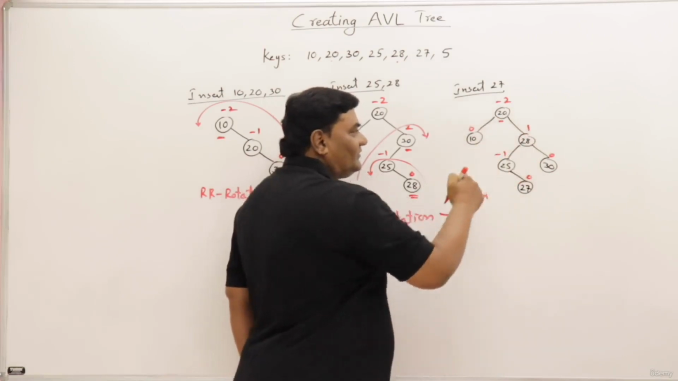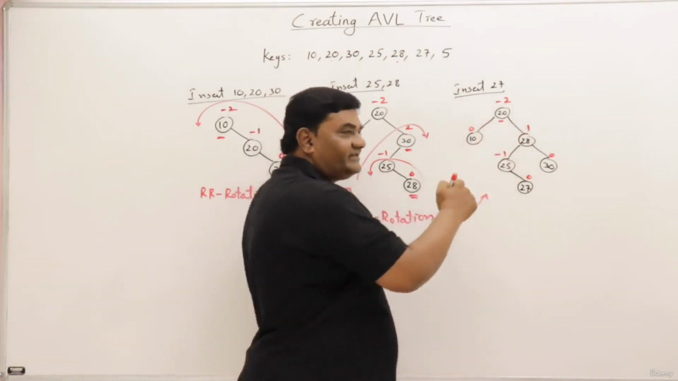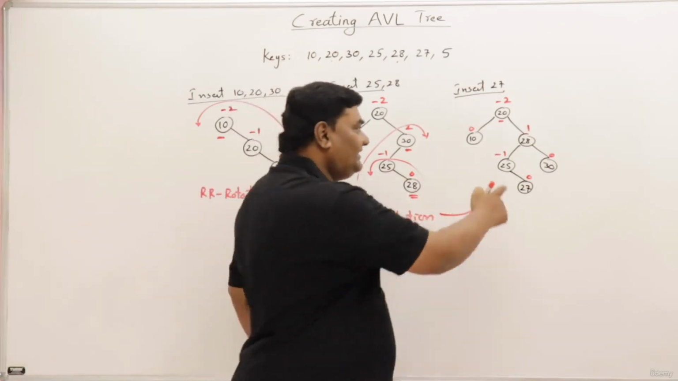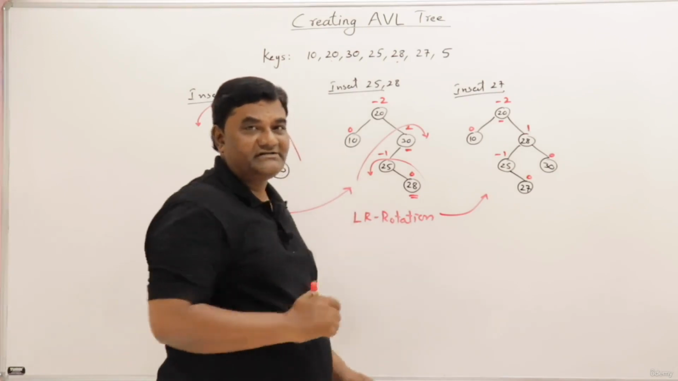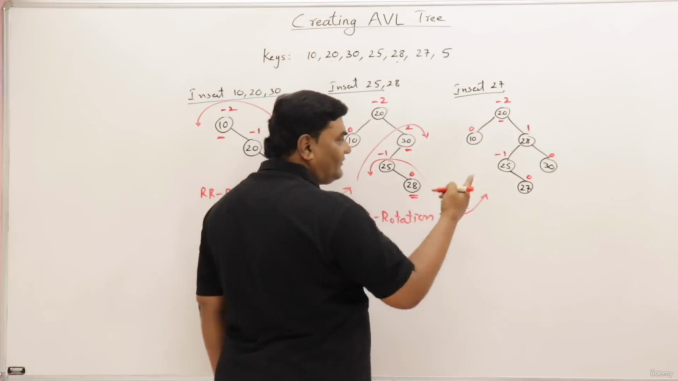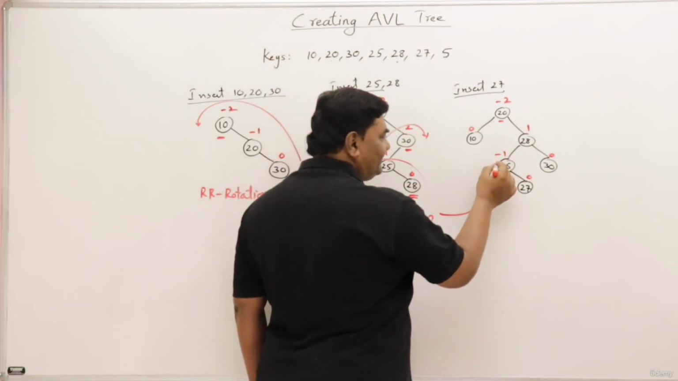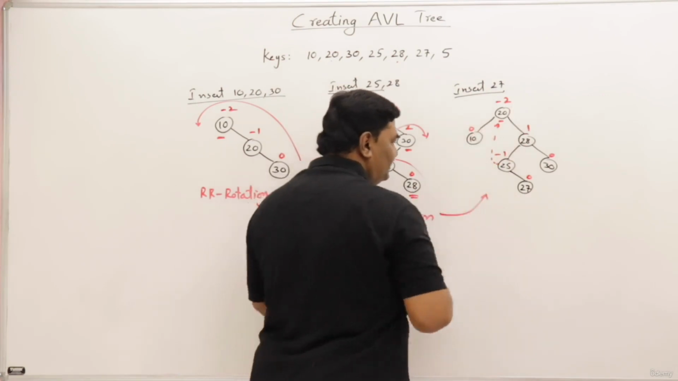So RL rotation we have to perform, right? In other words, this is minus 2, so this is heavy on the right hand side. And its child, if you see it is 1, positive means it is heavy on left hand side. Alright, so RL rotation we have to perform. When we perform it directly, this goes into the root and this comes on the left hand side. Root comes on the left hand side.